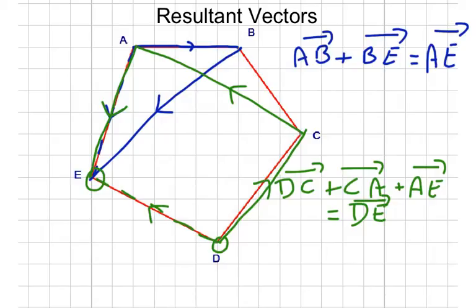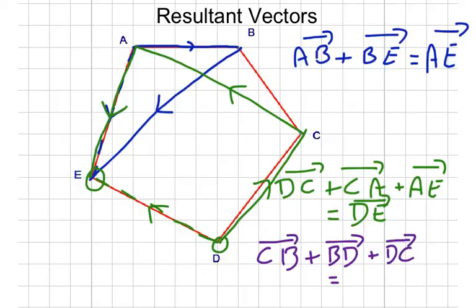One final example on this one. We have C to B plus B to D plus D to C. So from C to B we go up there, from B to D we go down there, and then from D we go to C. In this case we end where we started, so the resultant vector is the 0 vector.